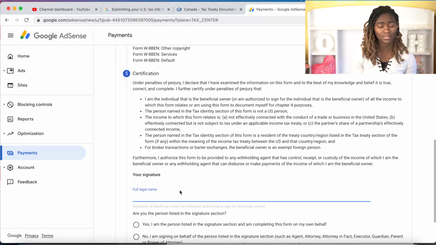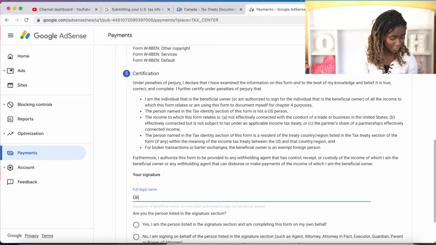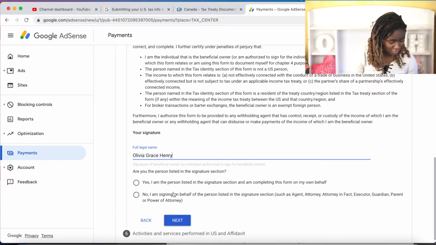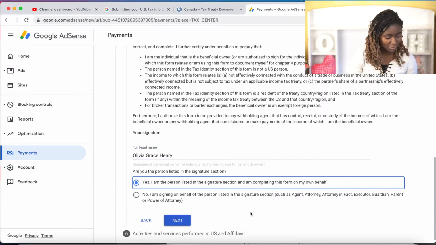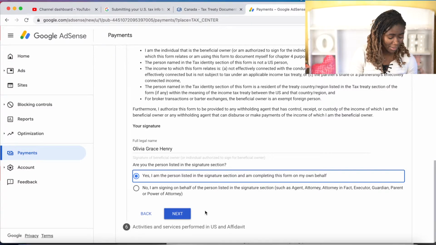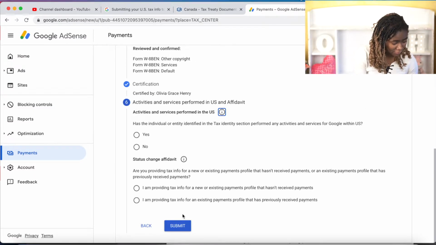Full legal name, does that mean my first, middle, and last? I'm just going to assume yes. Are you the person listed in the signature section? Yes. I am the person listed in the signature section and I'm completing this form on my own behalf. Next.